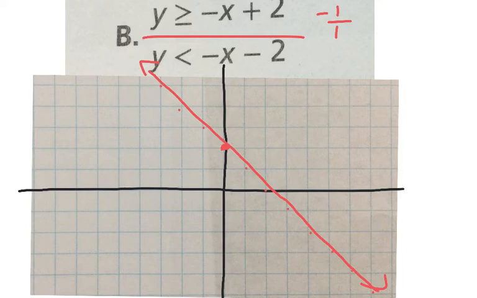And now I have to decide which side to shade. So this says the y must be greater than or equal to. So I'm going to go above the y-intercept.